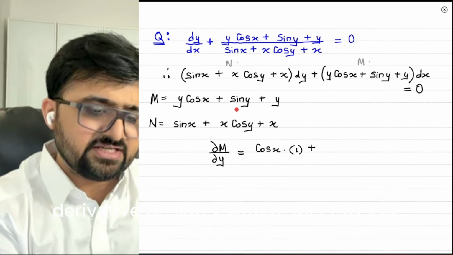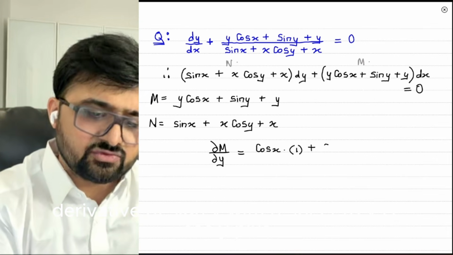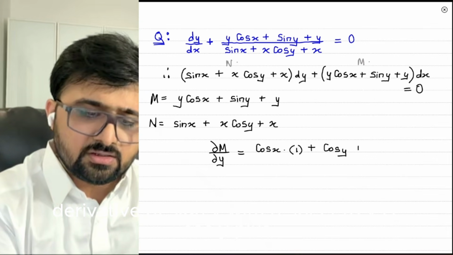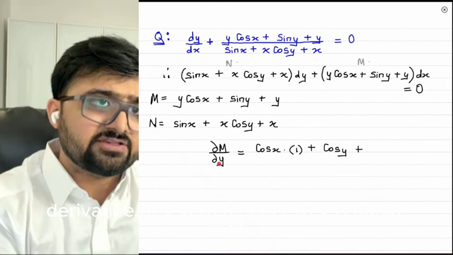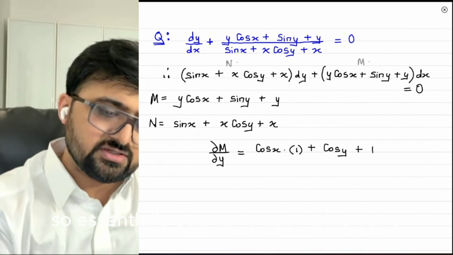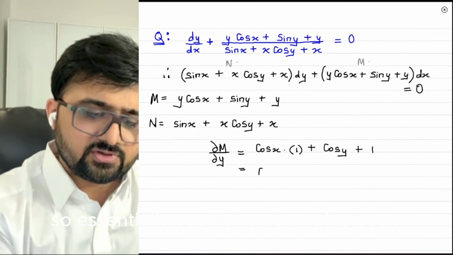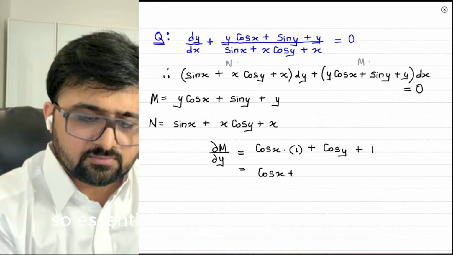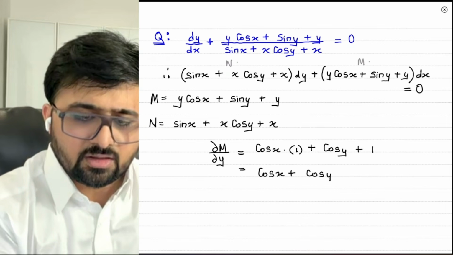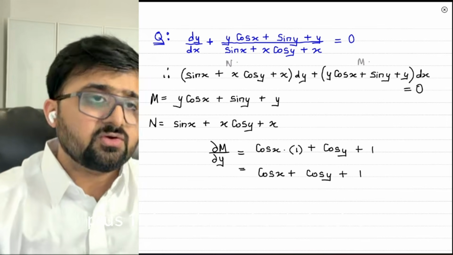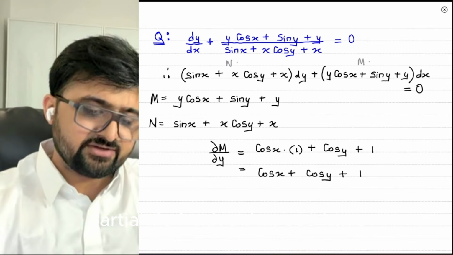Plus derivative of sin y with respect to y is cos y, plus derivative of y with respect to y is again 1. So essentially you have cos x plus cos y plus 1. That's the partial derivative that you have.